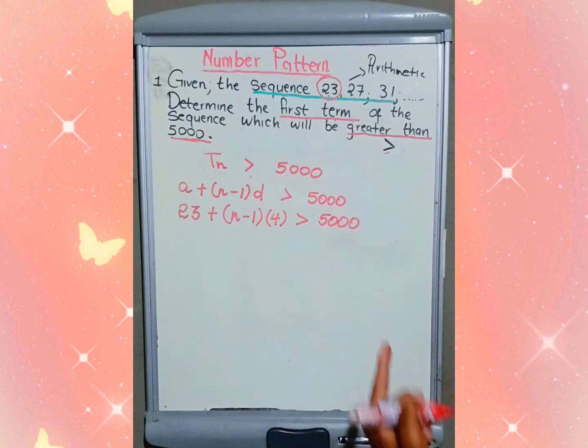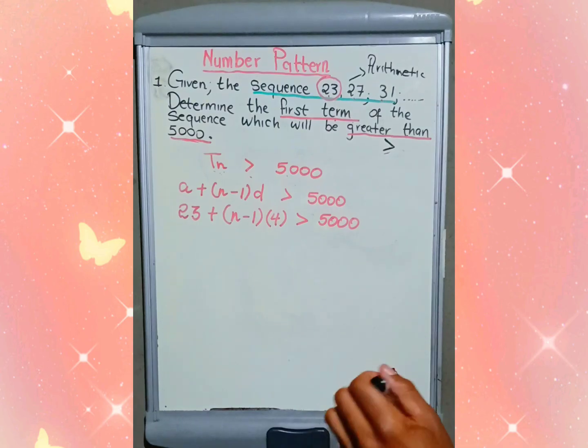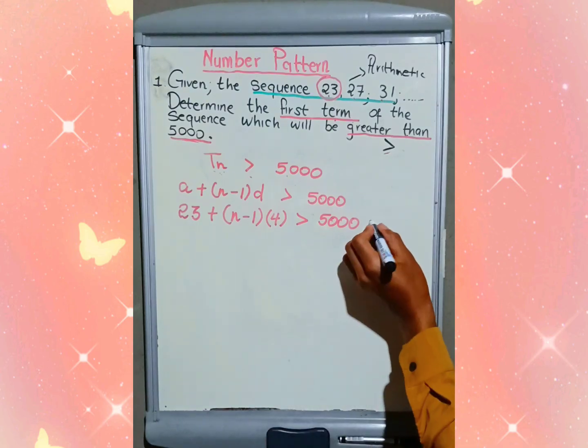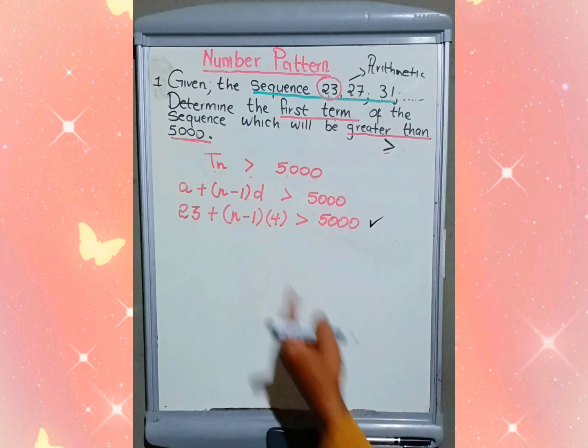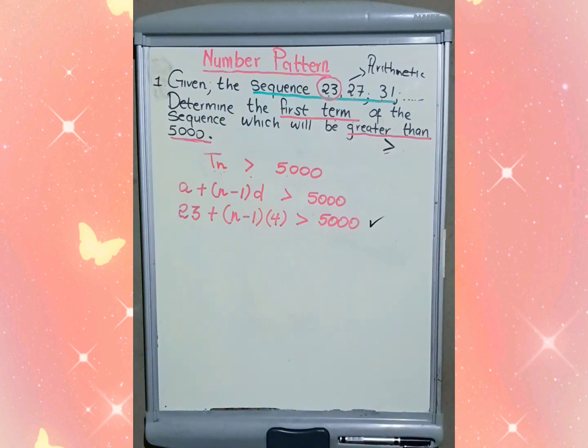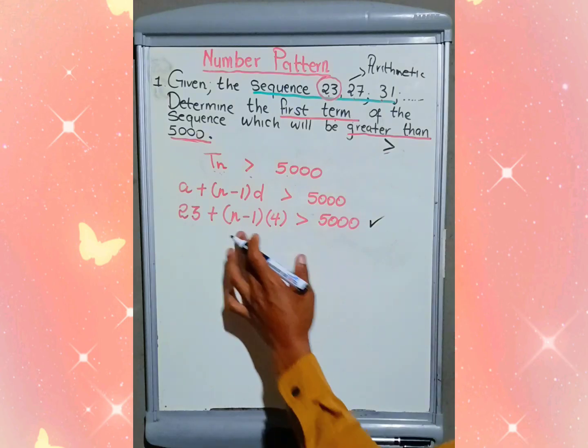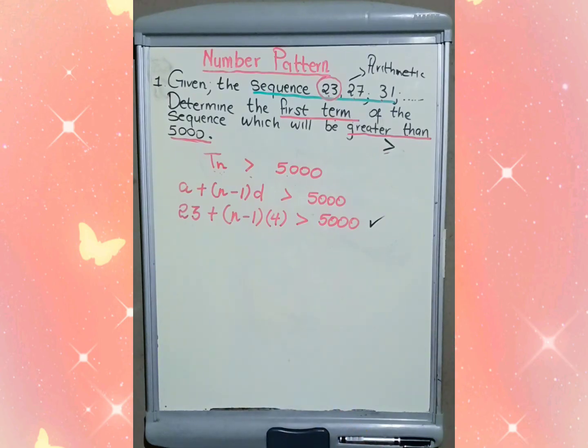Then now we have only one variable. There is 1 mark here for substitution, for the value of a and d. Then next step, we're going to solve for the value of n.